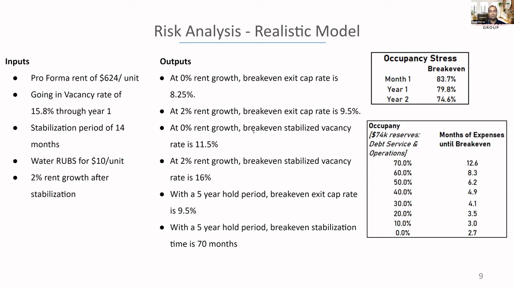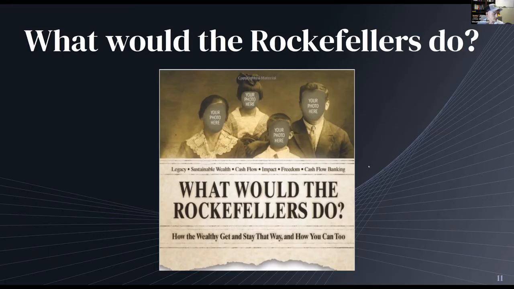So we'll continue. This book would be What Would the Rockefellers Do? Right here. I'm just about done with it, but it's a very quick read. You can see it's maybe 100 pages. What we're going to do is talk about what this is, what the premise is, and a couple key takeaways that I have on this.